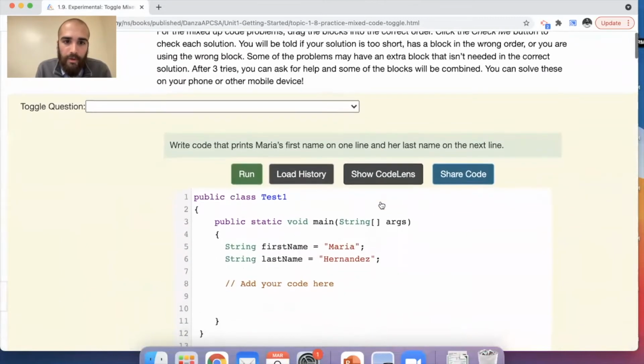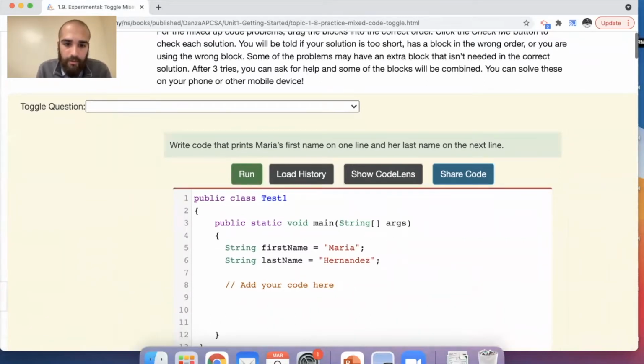All right. So it says write code that prints Maria's first name on one line and her last name on the next. It says add your code here. Okay. I'm just going to write below it. That's a comment, so the computer's not going to print it out. So I want to print this out. So I'm going to say system.out.println, so it goes to the next line.